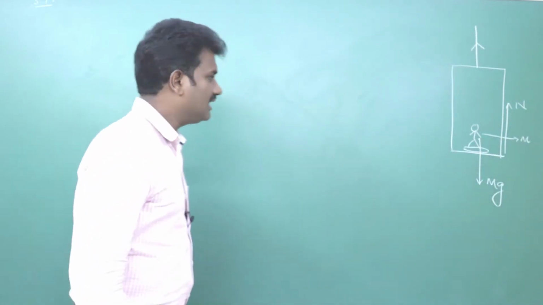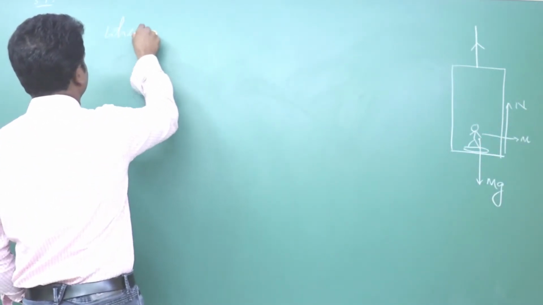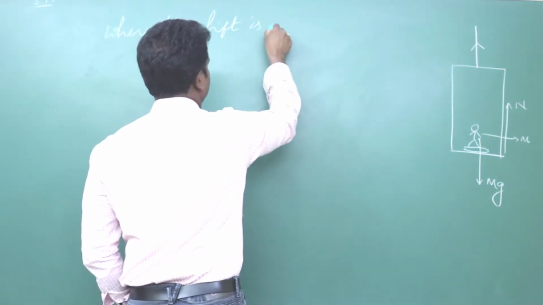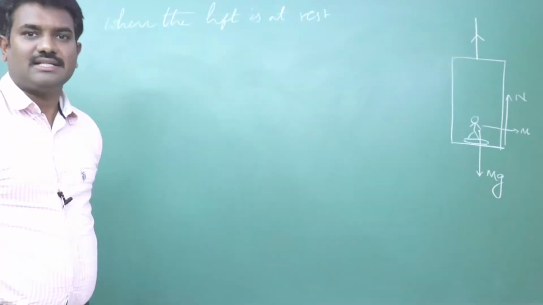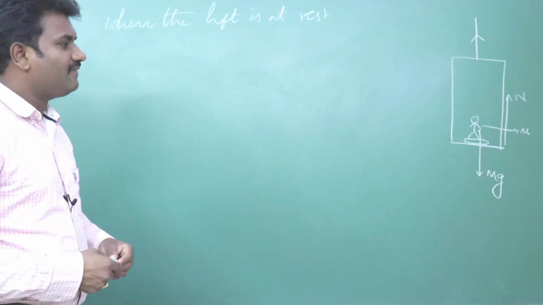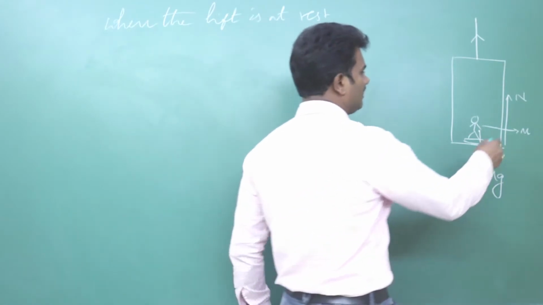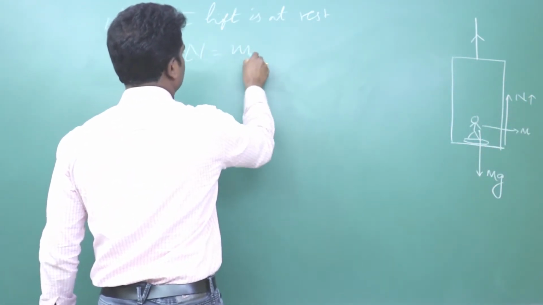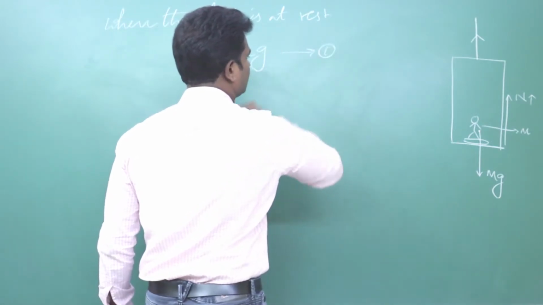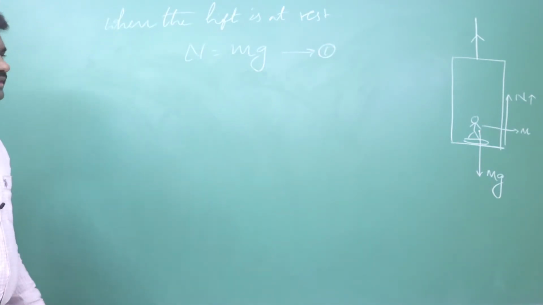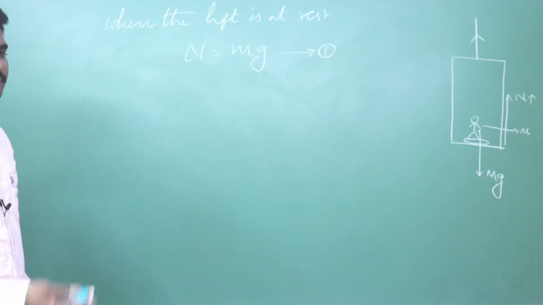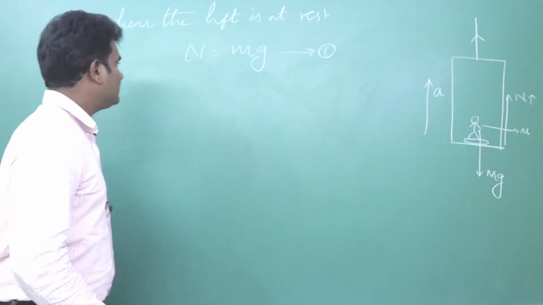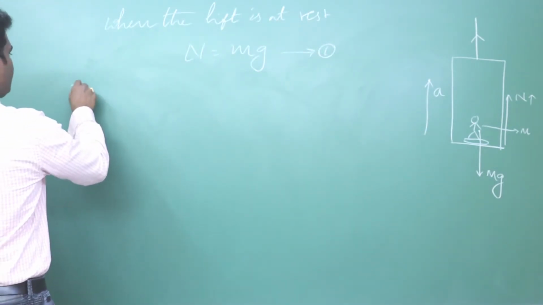As the lift is at rest, the system is in equilibrium, the sum of upward forces is equal to the sum of downward forces, and hence N is equal to mg. This is the case when the lift is at rest. Now imagine the lift is moving upwards with some acceleration a.